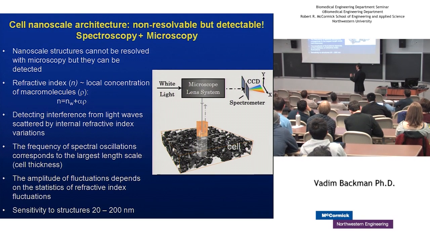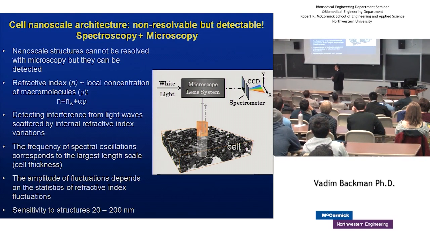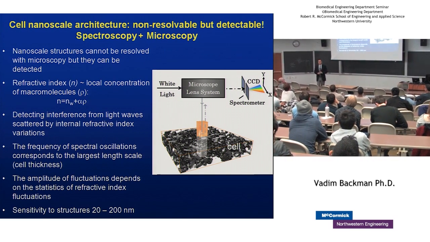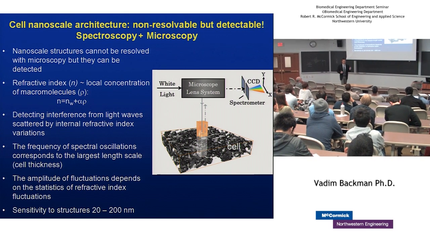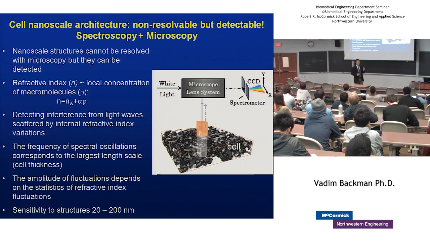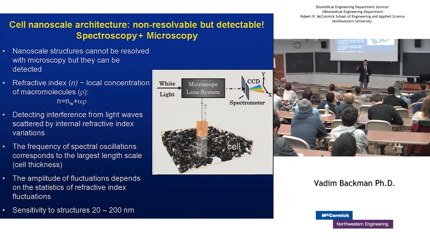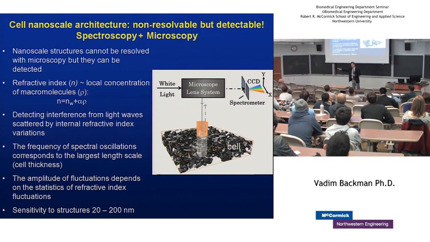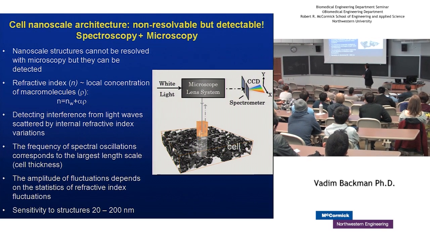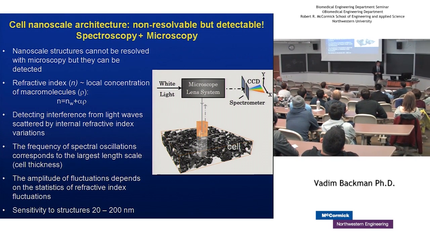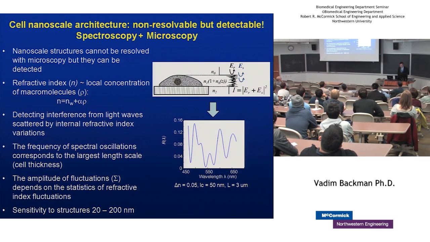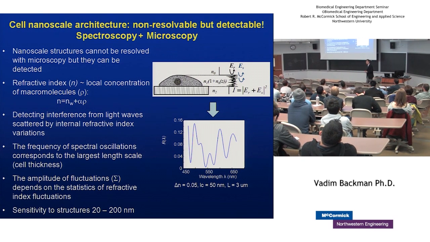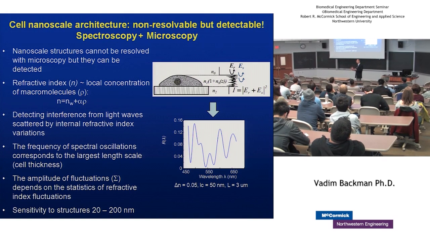Basically, it's a combination of spectroscopy and microscopy. The main principle is that the optical refractive index is a linear function of macromolecular density. Now the problem becomes easier. Why? Because refractive index is something optics can readily detect. Because of the variations in refractive index, light gets scattered. So now we can detect spatial variations of refractive index as a proxy for the variations of macromolecular density. And we can do this, like I said, with the combination of spectroscopy and microscopy. The key principle here is that these fluctuations of refractive index or density cannot be resolved with a microscope, but they can be detected. So detectable, but not resolvable.